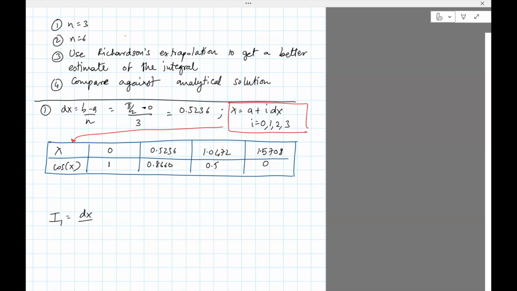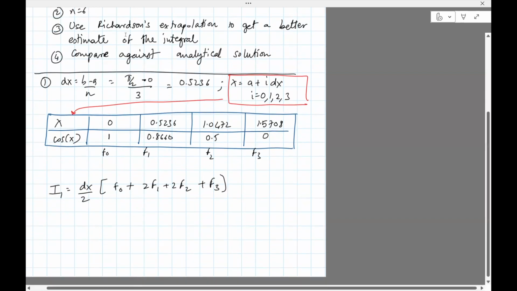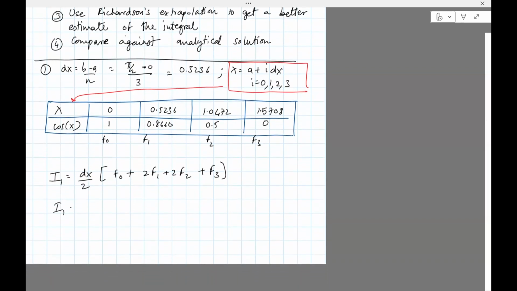I'm going to write the formula for the trapezoidal rule. Let's call these F0, F1, F2, F3. So we have F0 plus twice F1 plus twice F2 plus F3. And so putting in the values, you should get 0.9770.